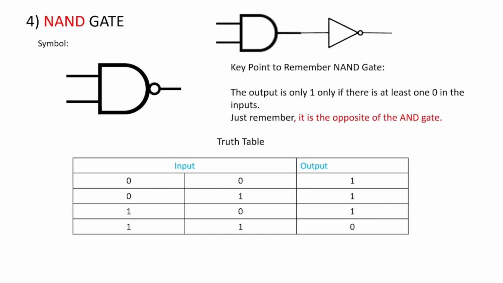This is the NAND gate. Notice how the AND gate is connected to a NOT gate. Remember, the NOT gate is also known as the inverter gate, so whatever the output is from the AND gate, you just need to invert the output to get the NAND gate truth table.